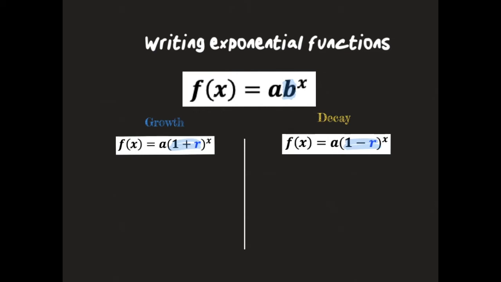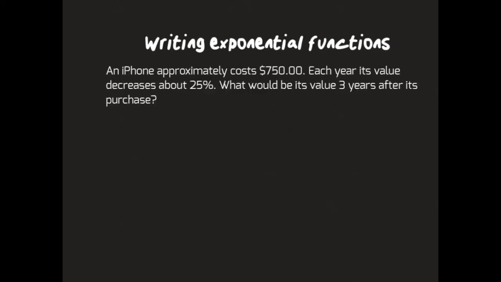So here I have an example. An iPhone approximately costs $750. Each year its value decreases about 25%. What would be its value 3 years after its purchase? Okay, so this we know is going to be an exponential decay.